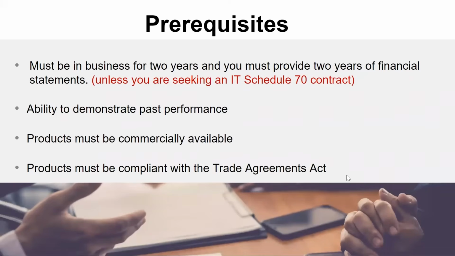So prerequisites of the program: you must be in business for 2 years and you must provide 2 years of financial statements. So to get on the schedules program, you would have to provide financial statements outlining 2 years showing that you've grossed $25,000 in sales for the supplies or service that you're applying for to get on the GSA schedules. Those do not have to be government sales, but it just has to show that you've made sales against those particular requirements.